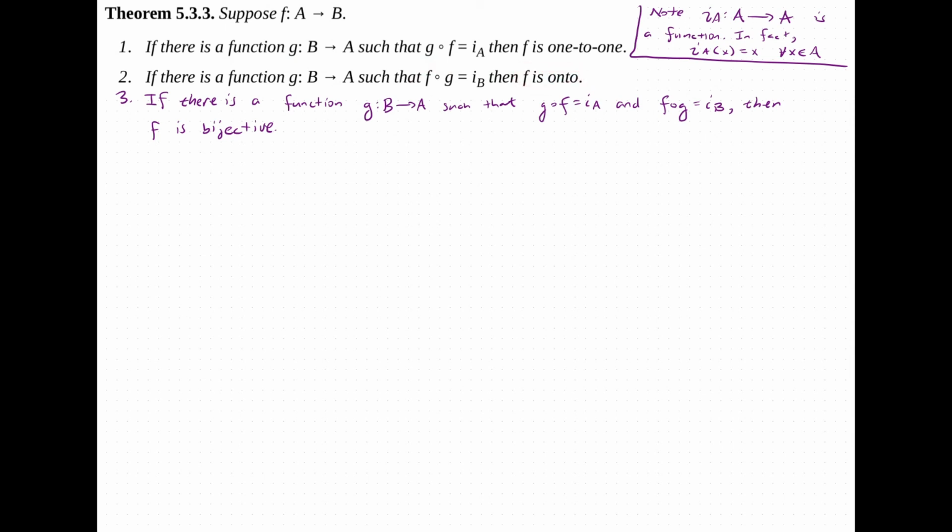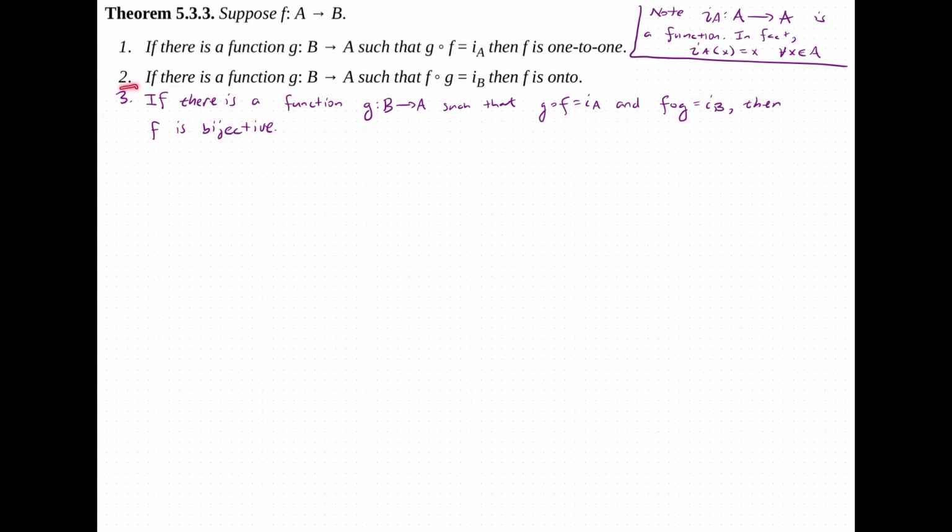Now, a statement that is not in the text but is a consequence of these two is the following. If now we have a function g from B to A, with the property that g compose f is equal to the identity on A, and f compose g is equal to the identity on B, then f is bijective. But now from 1 and 2, we get that automatically, because 1 tells us that if g compose f is the identity, f is 1 to 1. If f compose g is the identity on B, then f is onto. Consequently, f is both 1 to 1 and onto, so it is bijective. And so the third statement is just a consequence of the previous two.